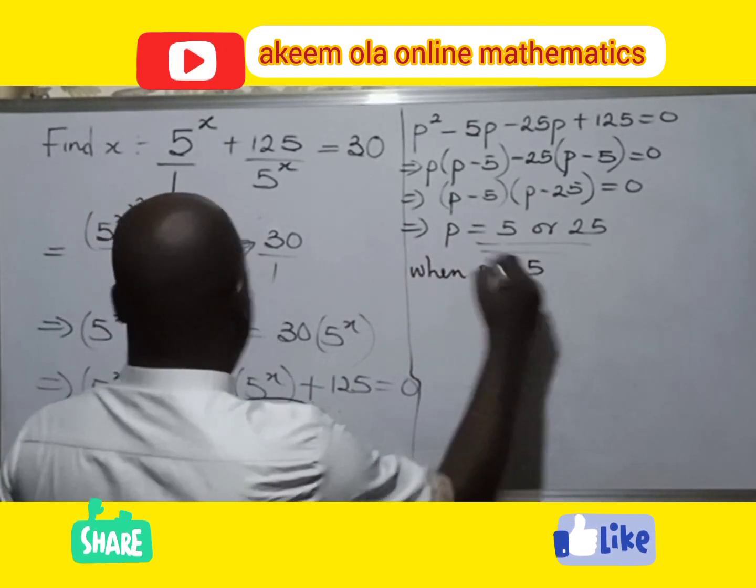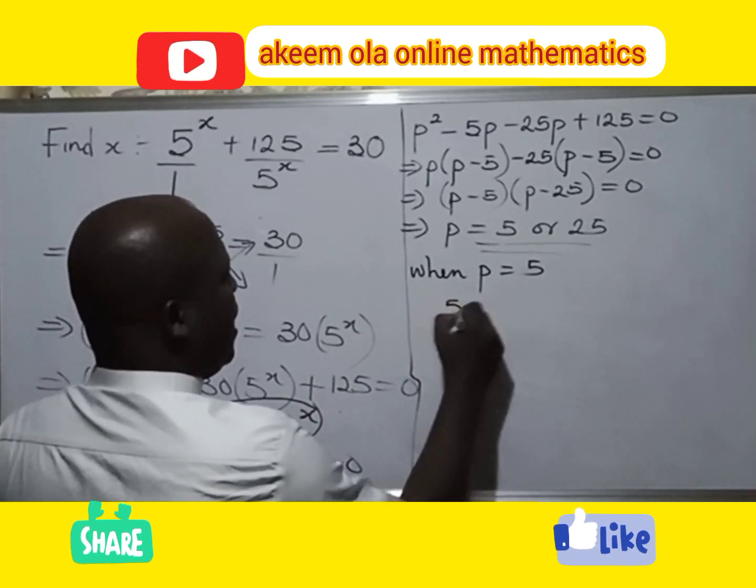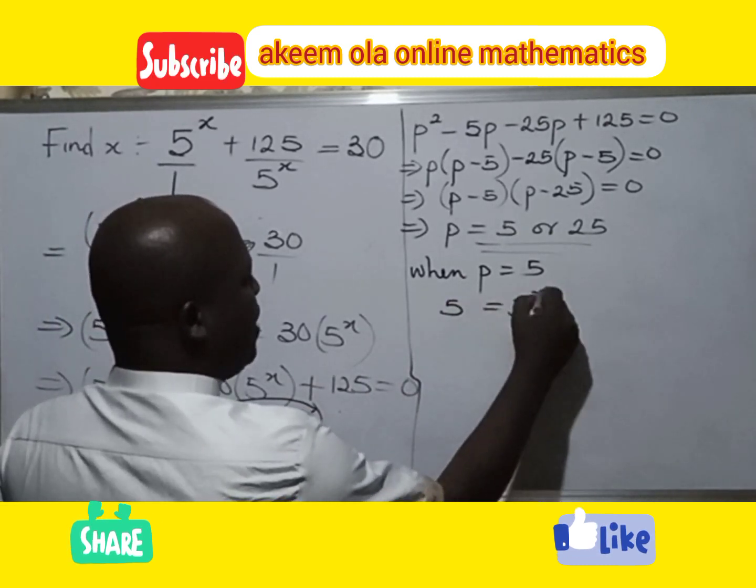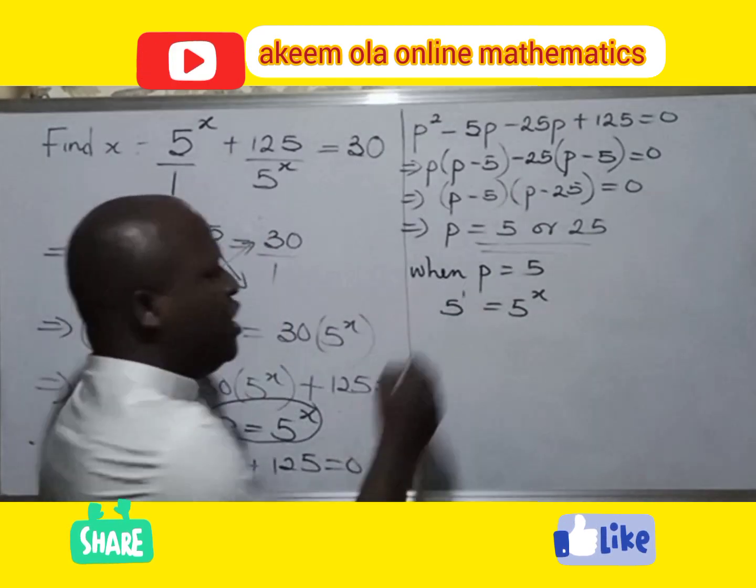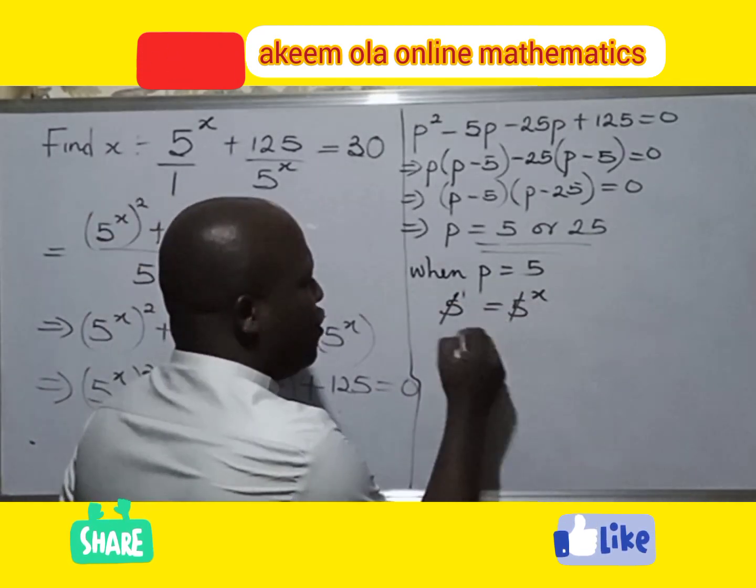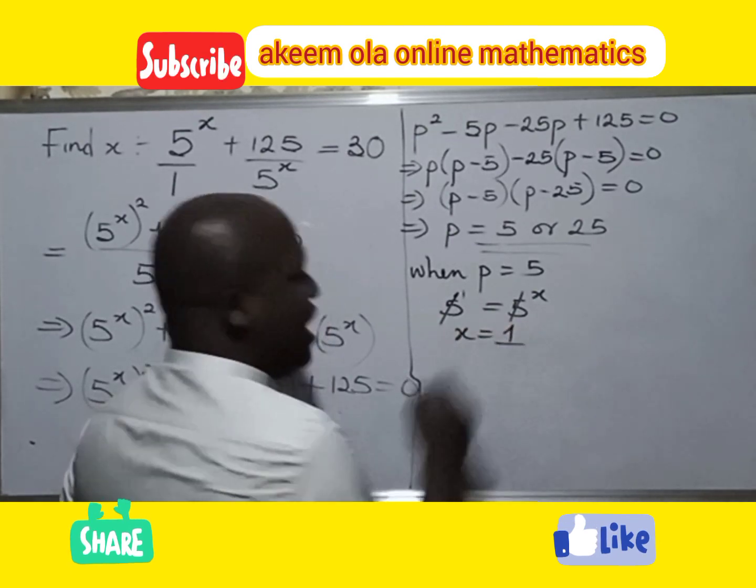So I'll write, when p is equal to 5, I am going to have 5 is equal to 5 raised to power x. That means I am going to have a power here, and the power here will be 1. So this base 5 we cancel. So our x is equal to 1. I have the first one.